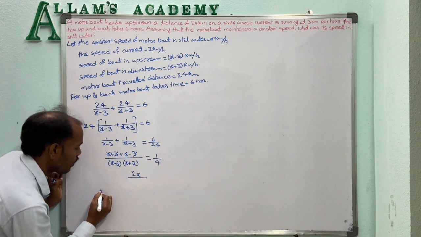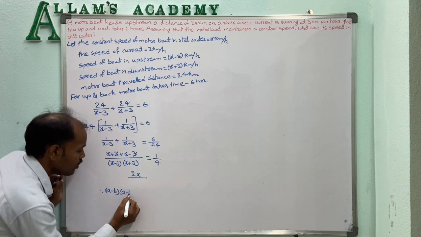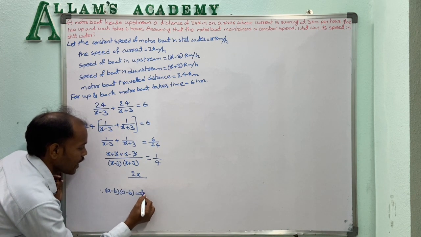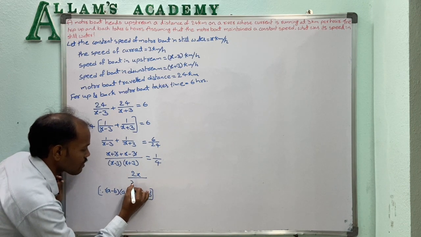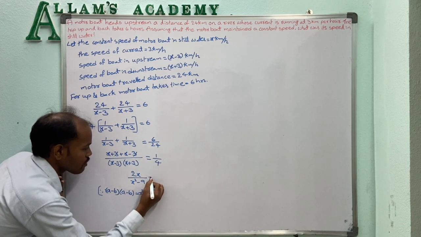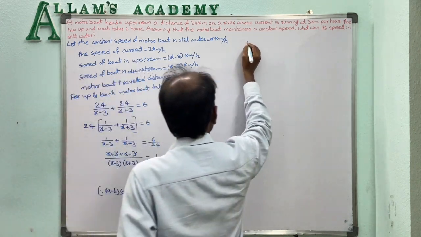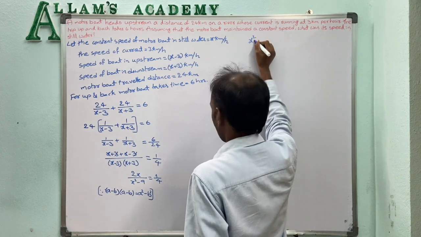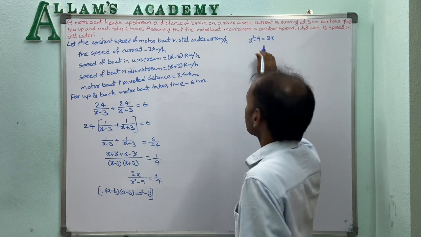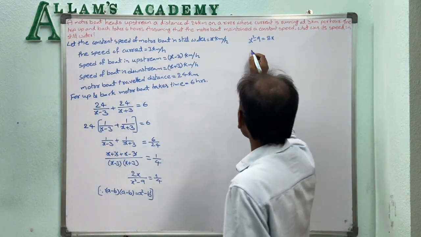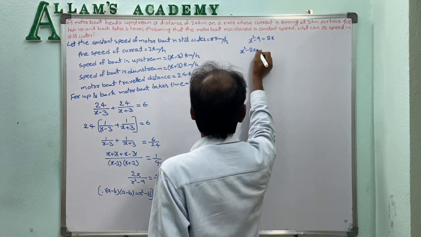It is nothing but in the form of a minus b into a plus b, a minus b into a plus b equal to a square minus b square. So here a equal to x, b equal to 3, so x square minus 3 square, 3 square is nothing but 9, so x square minus 9 equal to 1 by 4. By cross multiplication, x square minus 9 is equal to 4 into 2x, that is 8x. So plus 8x transfer to this side, minus 8x, so x square minus 8x minus 9 equal to 0.